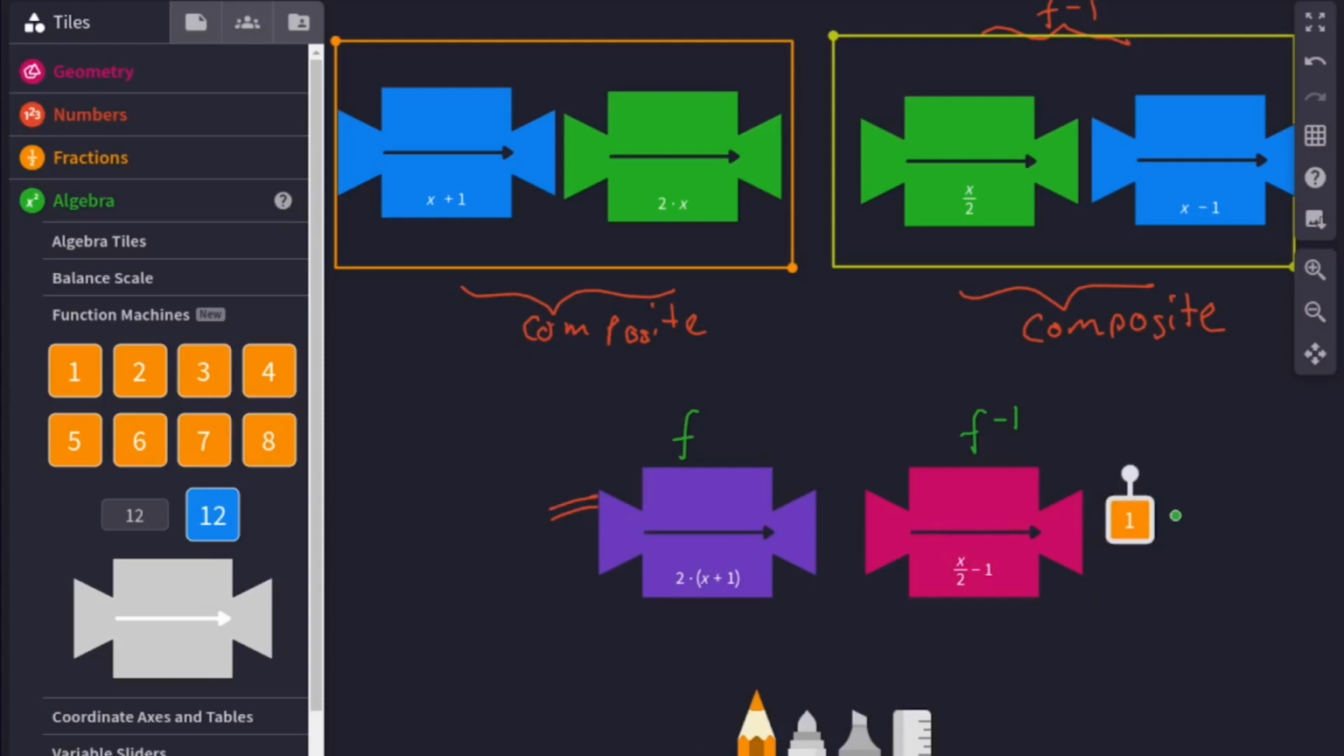Okay, we still end up with 1. Okay, maybe it's a coincidence. Let's use 2, and let's see what we end up with. Well, we get back our original input. So it seems like the net effect is that nothing is happening to the input, right? Overall, once it passes through f inverse.